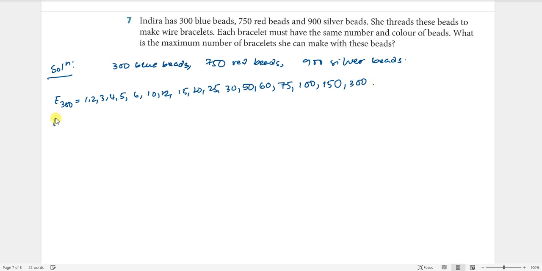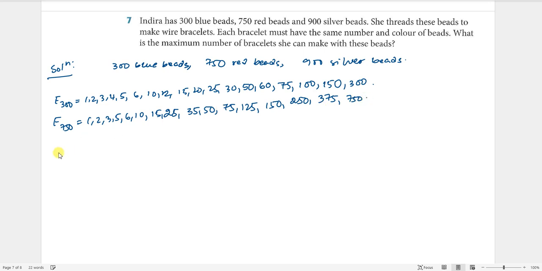Now find the factors of 750: 1, 2, 3, 5, 6, 10, 15, 25, 50, 75, 125, 150, 250, 375, and 750.